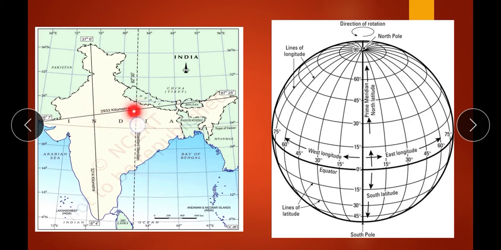This distance is less as compared to this distance, because you can see here the distance between these two lines here is larger as compared to here. Understand?